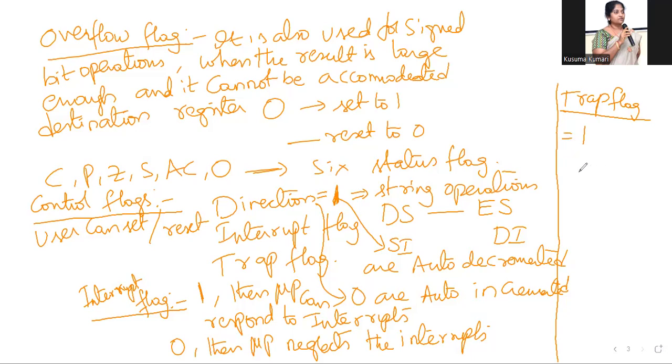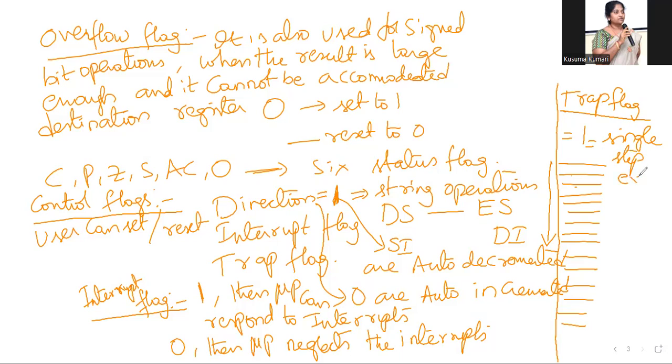What is meant by the single step execution process? For example, this is one set of instructions. Generally, the microprocessor, after completing one instruction, goes to the next instruction. Likewise, it executes the series of instructions sequentially. But when the trap flag is set, the microprocessor undergoes the single step execution process.